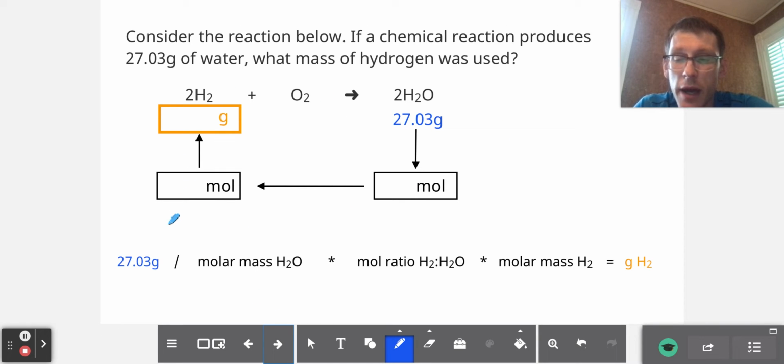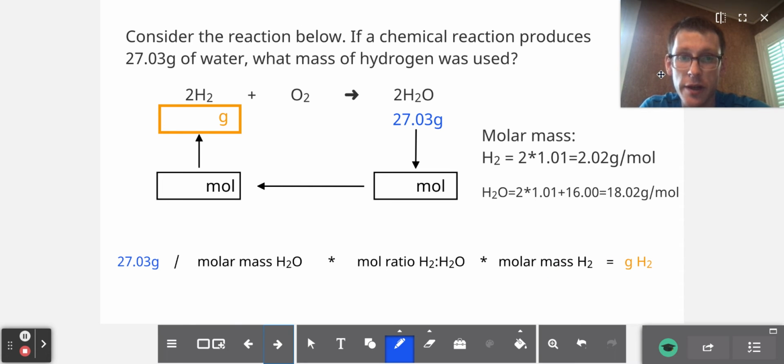The next thing is we have to actually do the math out. Now, as an algorithm, as a process, we're starting with what we're given, the 27.03 grams of water. We'll divide that by the molar mass of water. We'll multiply that by the mole ratio of hydrogen to water. And then we can multiply that by the molar mass of H2, of hydrogen. Note that if you're going from grams to moles, you need to divide by the molar mass. If you're going from moles to grams, you need to multiply by the molar mass. But do these three steps and you'll eventually get to the grams of hydrogen that are a product.